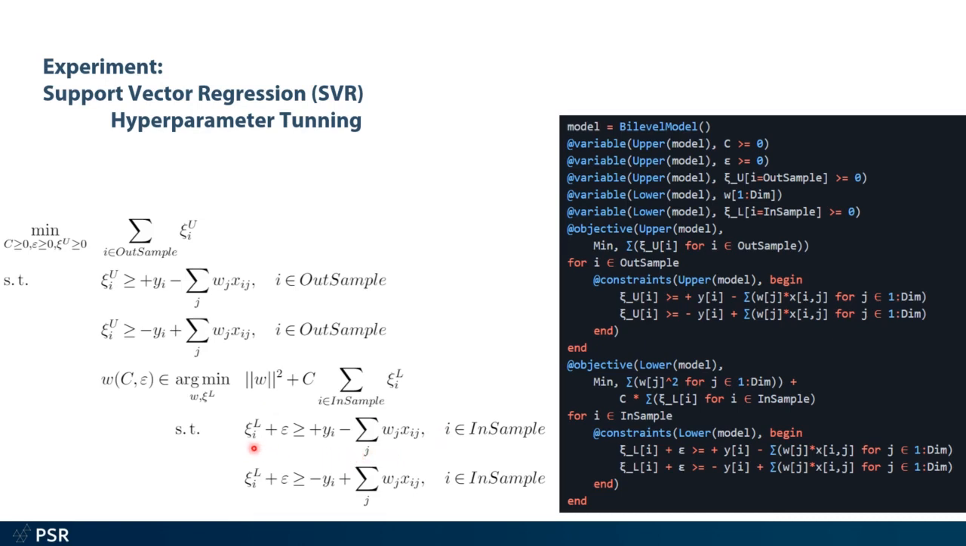So we have psi plus epsilon is greater than the difference between y and the estimation of y. We do both of the constraints to represent the absolute value.